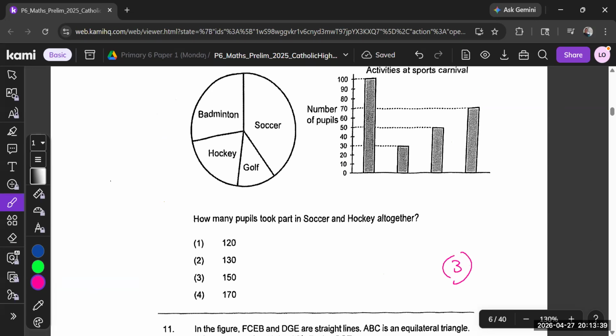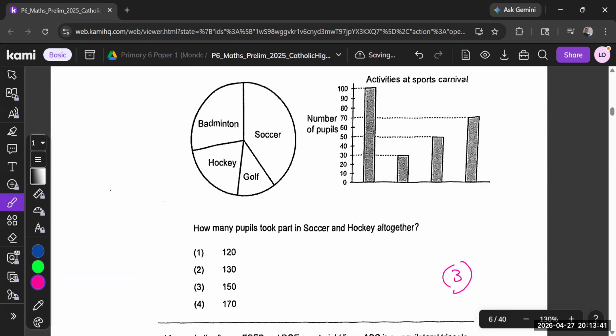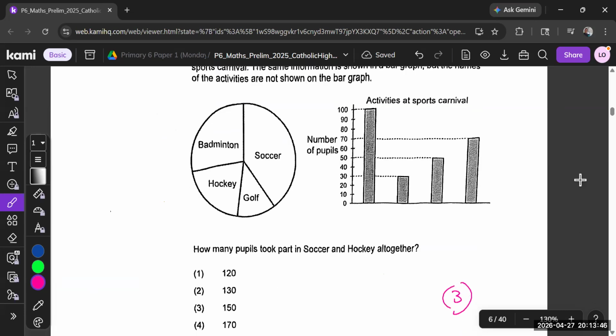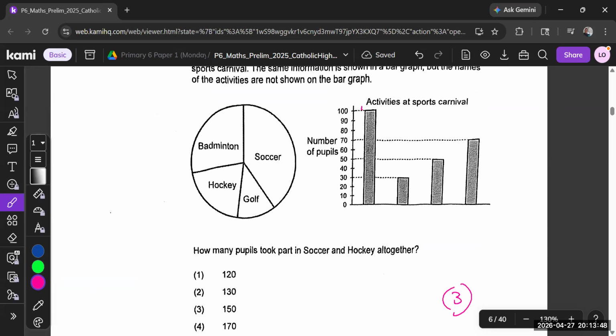These are all 1 mark questions, which means that nothing is very hard, even though it may look a bit hard, but 1 mark. So what should you do? Put the numbers on the bar graph, 30, 50, 70. Then transfer onto your pie chart. The biggest part is what? Soccer, which must be 100. So put numbers onto your pictures.